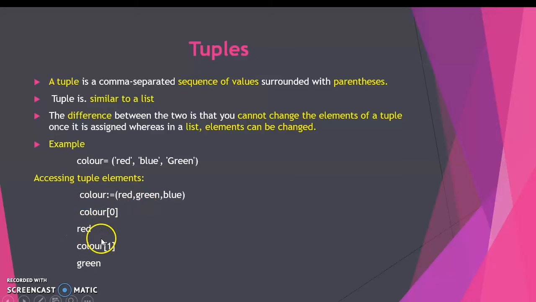And then color of 1, now we are going to access the second element of the tuple color. So color of 1, we get the value green. The index value starts from 0, so 0, 1, 2. If you want to access the last element, then we can give color of 2, within square brackets. Here the square bracket is used to specify the index value.